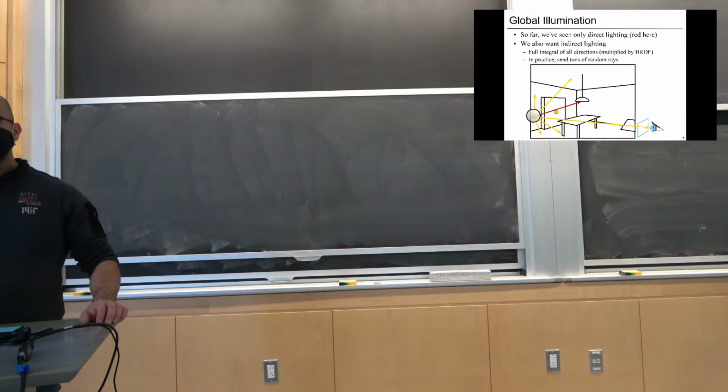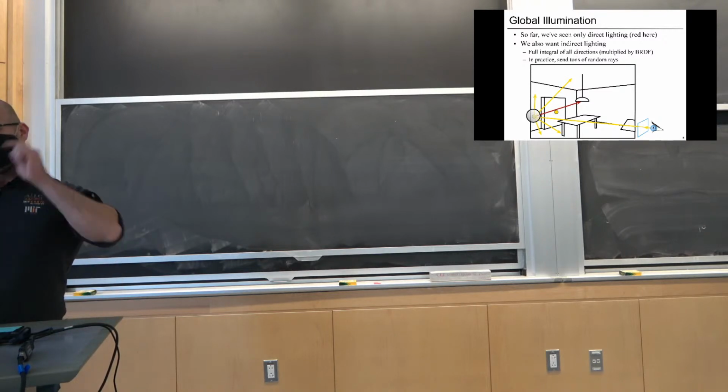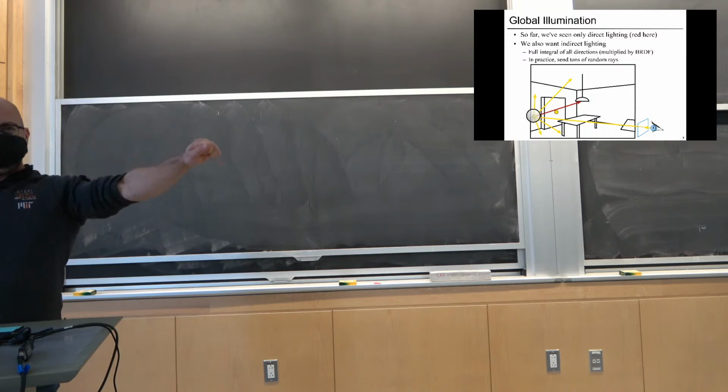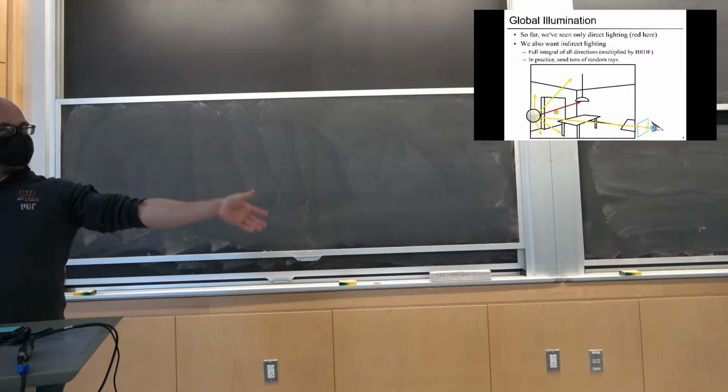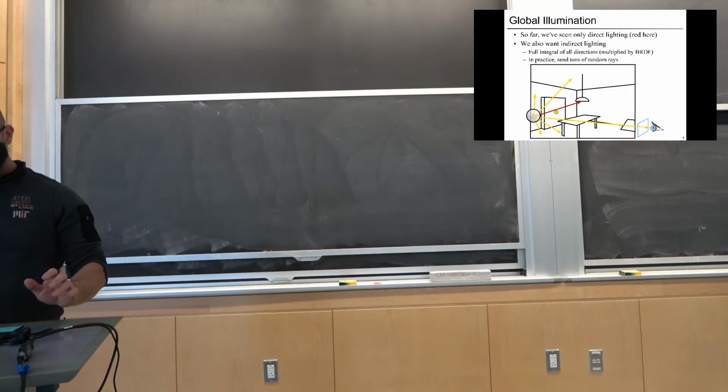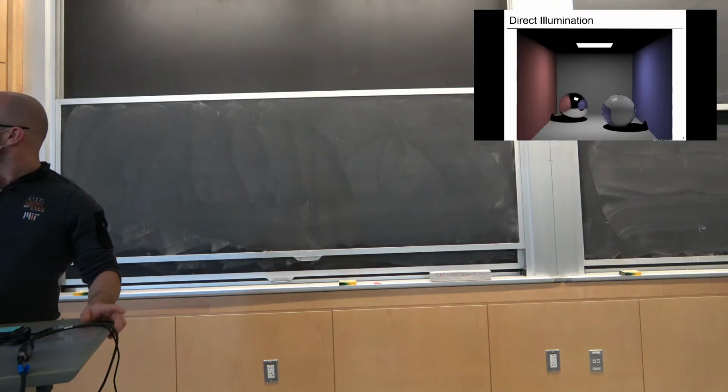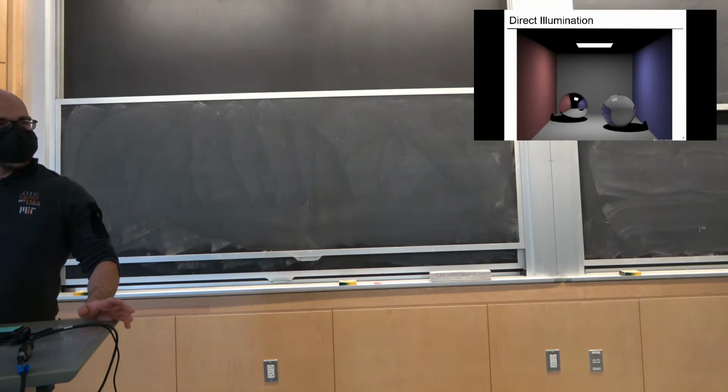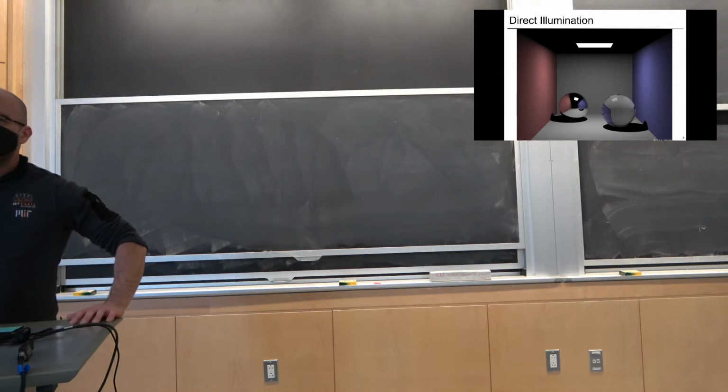Doing that is going to require us to evaluate our BRDF at lots of different locations, because there's not just one giant ray of really bright stuff coming from a light source anymore. It's much more diffuse and distributed about the scene. So to give you a visualization, here is basically what our ray tracer so far can produce.